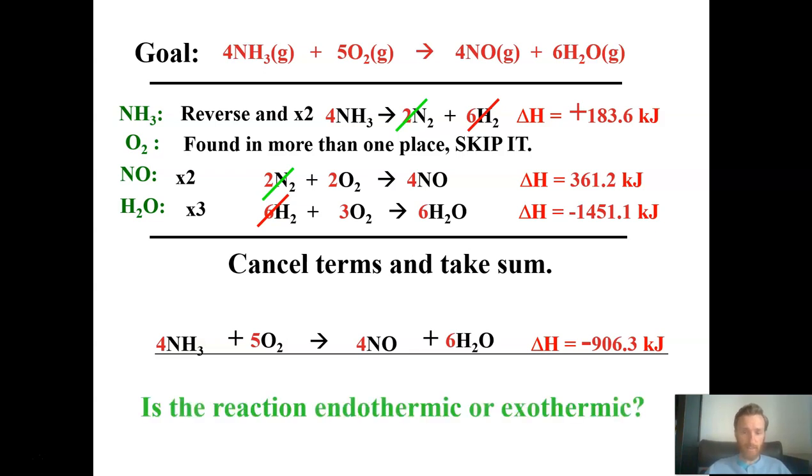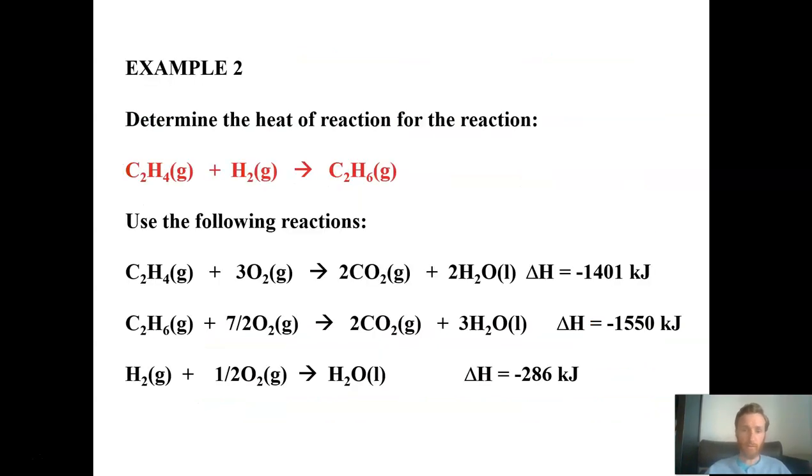We've also got a nice tidy delta H, and maybe you want to stop the video and ask yourself, is this reaction endothermic or exothermic? Well, if you said that it was exothermic because of the negative sign in front of the 906.3 kilojoules, you'd be absolutely correct. It is an exothermic reaction, which means that reaction will give off heat to its surroundings. If you were able to do it in a beaker, for example, and you felt the beaker, it would feel warm.